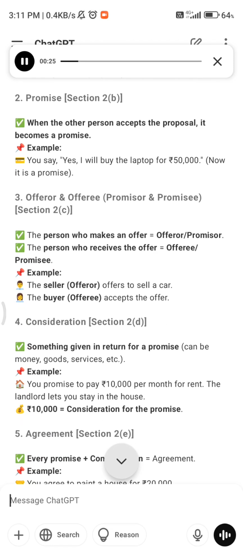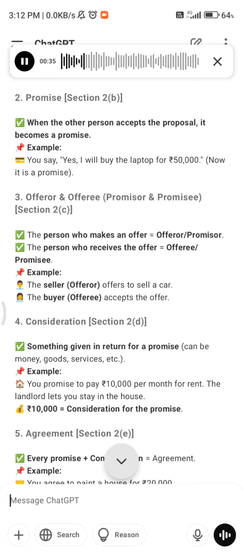2. Promise. When the other person accepts the proposal, it becomes a promise. Example: you say, "Yes, I will buy the laptop for $50,000." Now it is a promise.